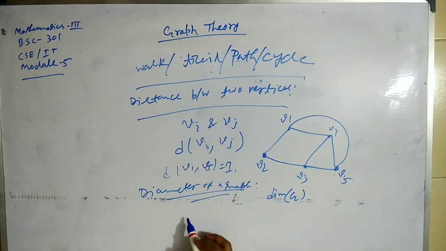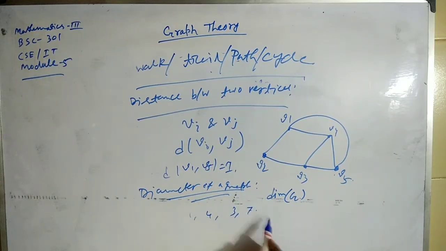Suppose the distances are 1, 4, 3, 7. There are 4 distances in the graph, then 7 will be the diameter of the graph. So the maximum distance between any two points is called the diameter of a graph.